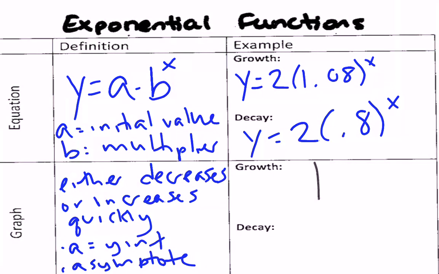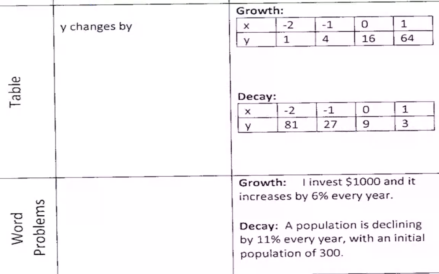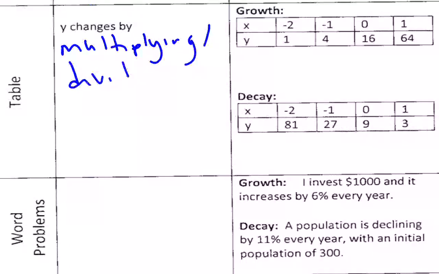Example on a graph of exponential growth. It's going up from left to right. Make sure it doesn't look like a parabola. It decreases or increases pretty quickly. In a table, we've talked about this. Y changes by multiplying or dividing a constant amount.